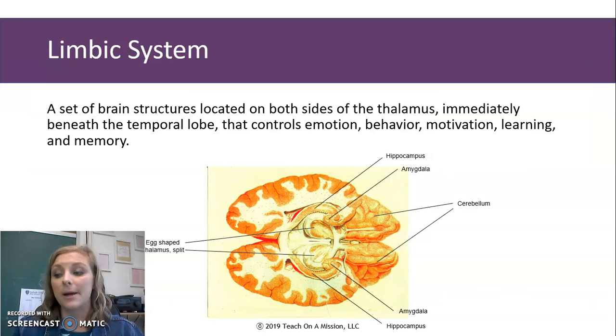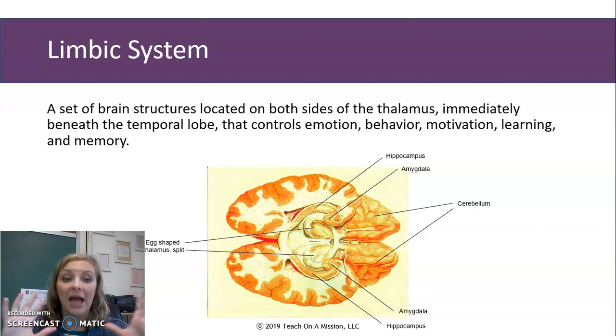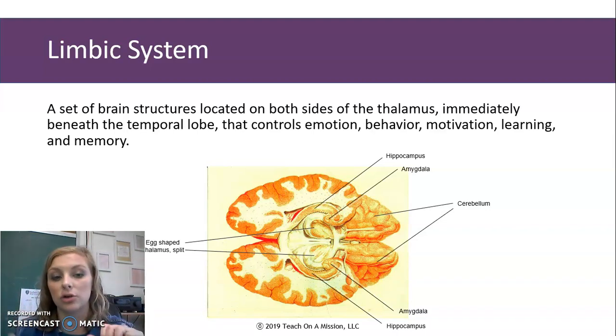Some of these parts we've already talked about, but we're going to talk about them a little bit differently. Our limbic system controls things like our emotion, our behavior, the motivations we have, our learning, and our memory. So these are going to do some higher order things, but again, they're basic functions, right? So we have our limbic system on both sides of the thalamus. So we have two sets of each of these structures, okay?